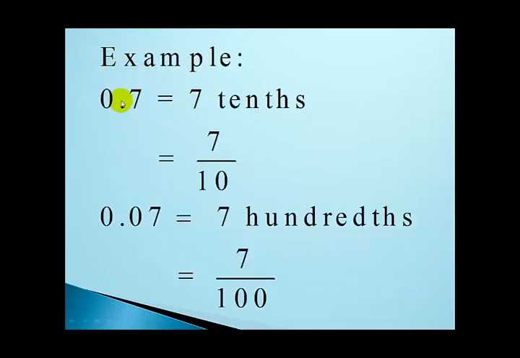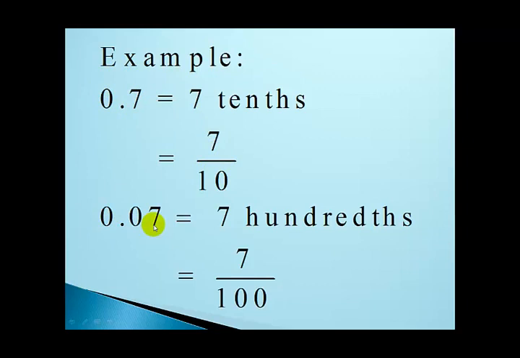Example 0.7. When we consider 0.7, the first digit we have after the decimal point is 7, and 7 is occupying the tenths position. So 0.7 is equal to 7/10, and 7/10 is equal to 7 divided by 10. So in that case, we have converted 0.7 as a decimal fraction to 7/10.